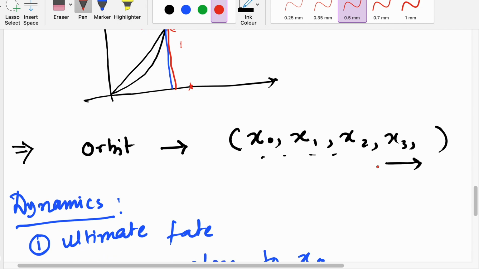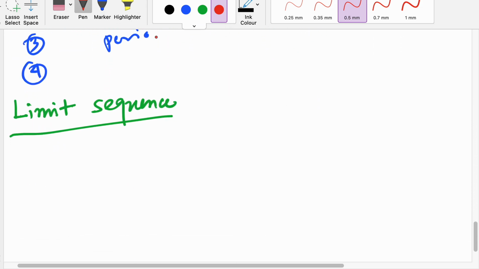Now let us define it mathematically. So the limit of a sequence means, suppose we have a sequence x0, x1, xn, or suppose it's long.